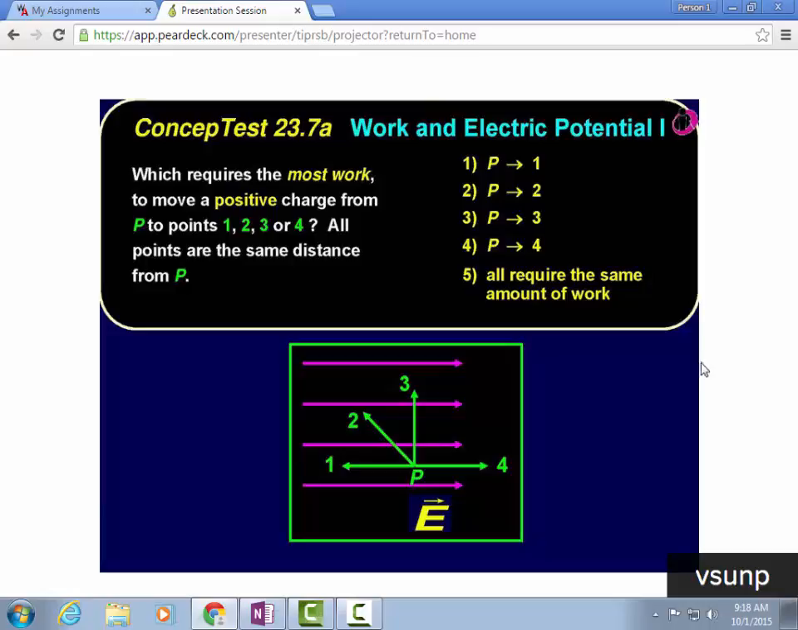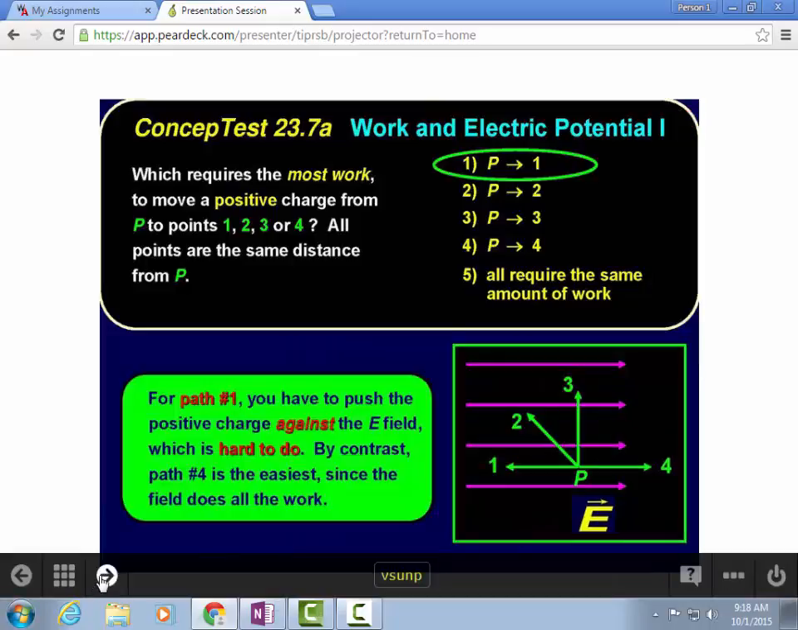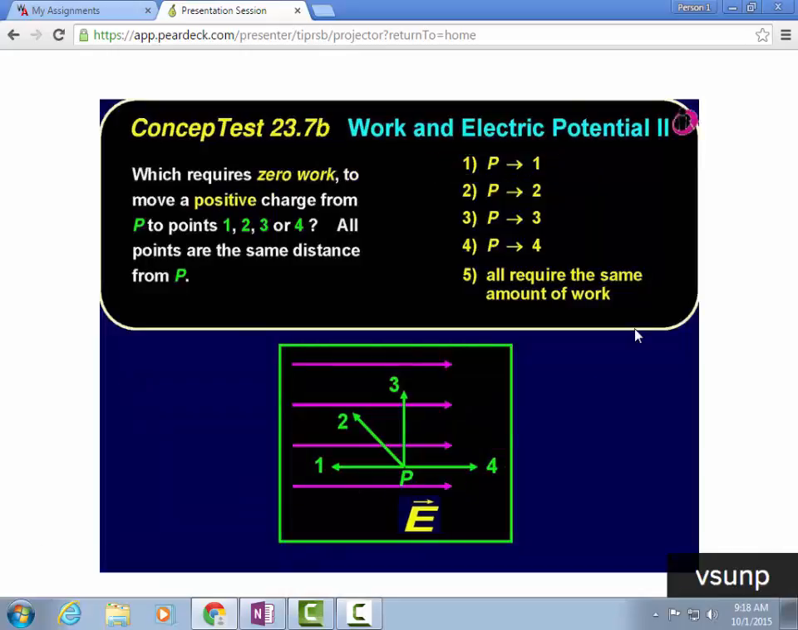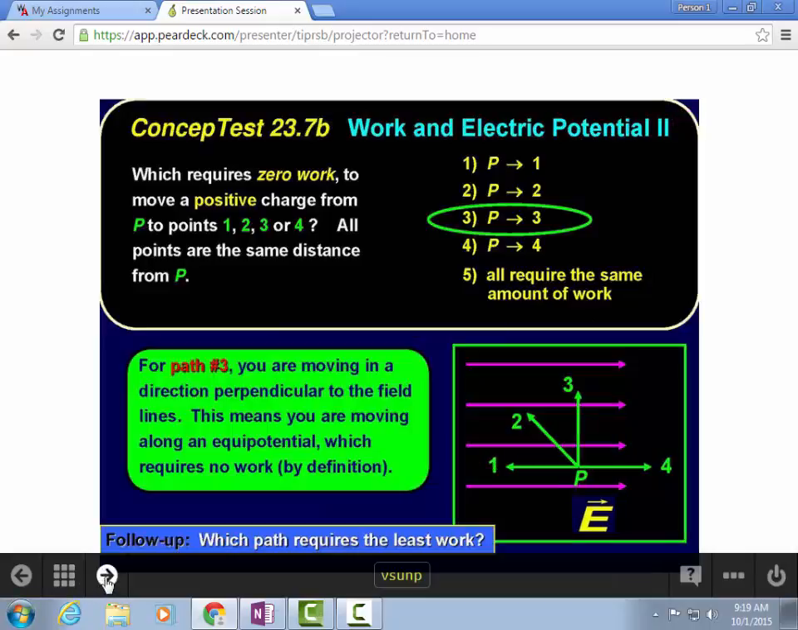Wait, there's no answer for this one. Like before. Oh my god. All right. Which requires 0 work? 4. You're all wrong. It's 3. That's right. It requires no work to move it along this path. It requires negative work to move it to point 4.